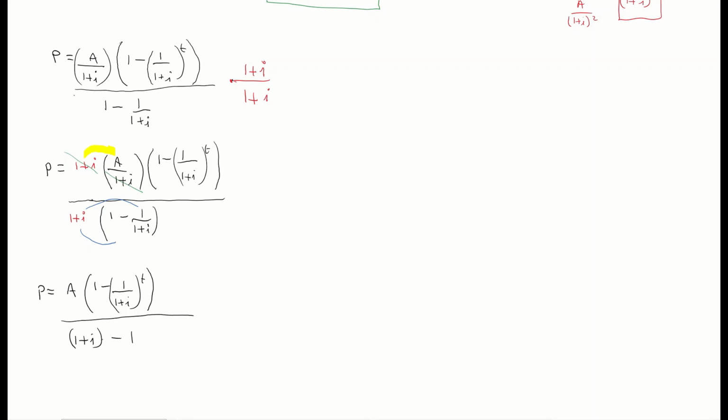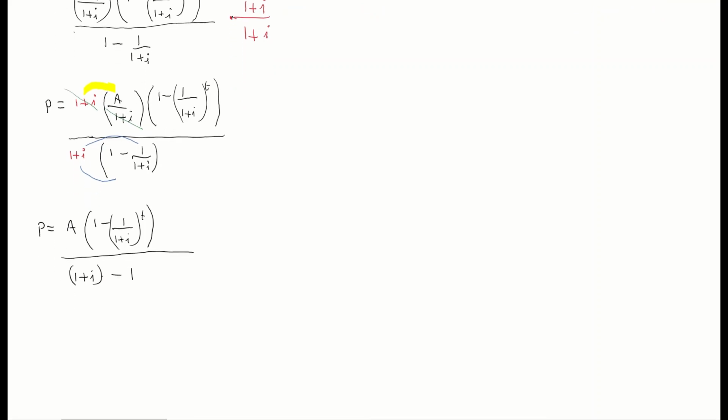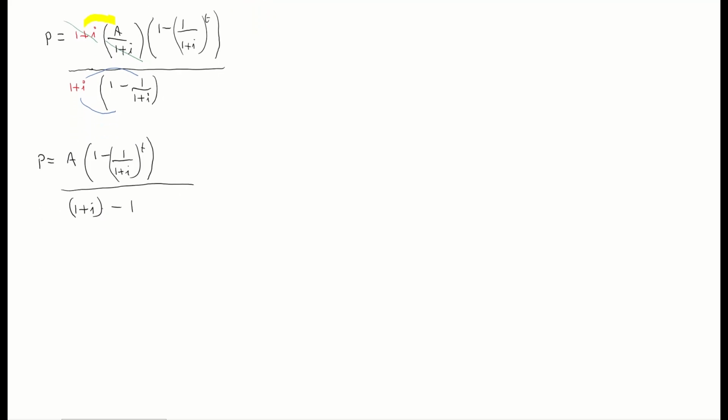Let's see now, can we tidy that up a little bit more? On the bottom of my fraction, I now have 1 plus i minus 1. Well, those 1s will cancel. 1 take away 1 is 0. So I now have LN is equal to A times 1 minus 1 over 1 plus i to the power of t, all over my i.